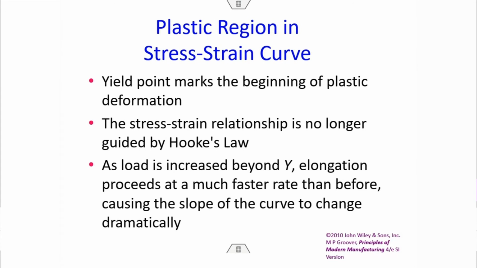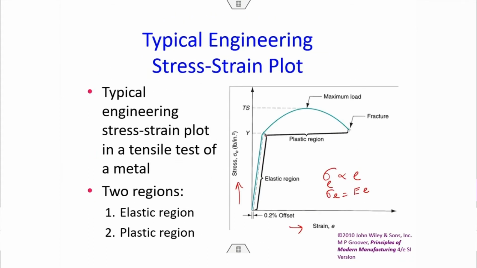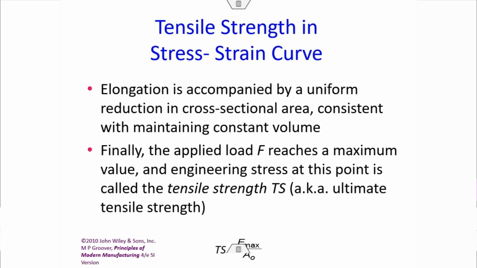So, in the plastic region, the stress strain relationship is no longer guided by Hooke's law. Load increases beyond the yield point, and elongation proceeds at a much faster rate than before, causing the slope of the curve to change dramatically. That is what you have seen, right? The slope has dramatically changed from the linear region. Elongation is accompanied by uniform reduction in the cross-sectional area, consistent with maintaining constant volume.